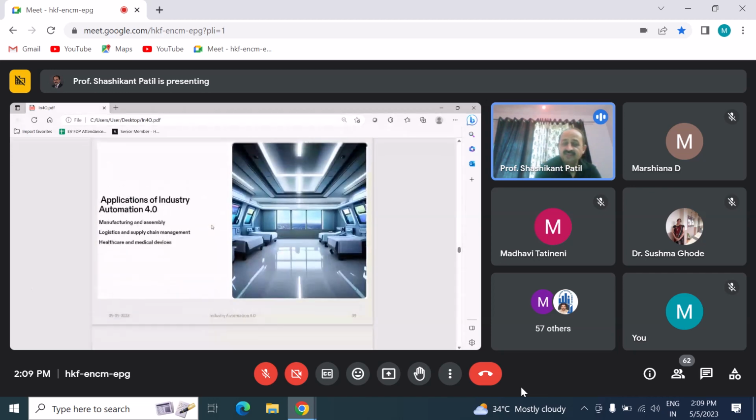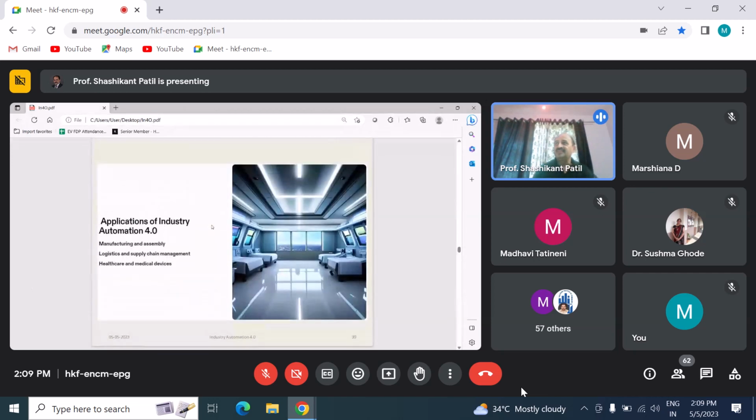So far we have discussed the introduction, benefits, opportunities, challenges, and all that. Let us move to the applications of Industry Automation 4.0. Basically we can categorize them into 3 types. Manufacturing and assembly is the first part. Second is logistics and supply chain management. Third is healthcare and medical devices.